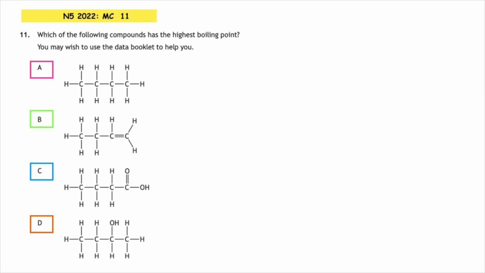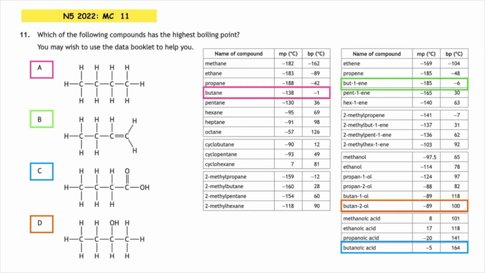Question 11. Which of the following compounds has the highest boiling point? You may wish to use the data booklet to help you. So using your data booklet on page 9, you want to look up the boiling points of each of these compounds. So we've got butane, but-1-ene, butan-2-ol and butanoic acid. The one which has the highest boiling point is butanoic acid at 164 degrees Celsius. So the correct answer to this is multiple choice answer C.